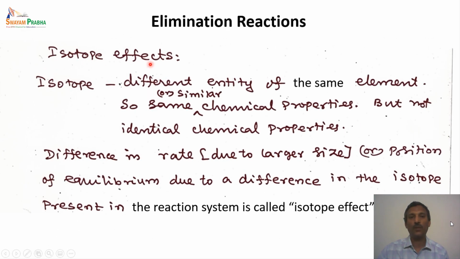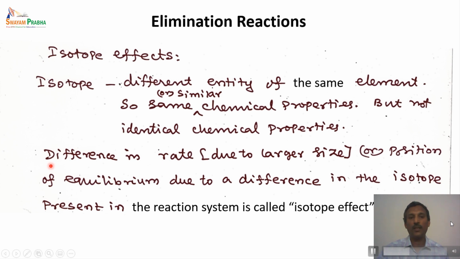And we also have something called isotope effect. So what is an isotope effect? Isotopes are nothing but different entities of the same element. They have the same or similar chemical properties, but they are not identical in chemical properties. So this is the basic definition for an isotope.